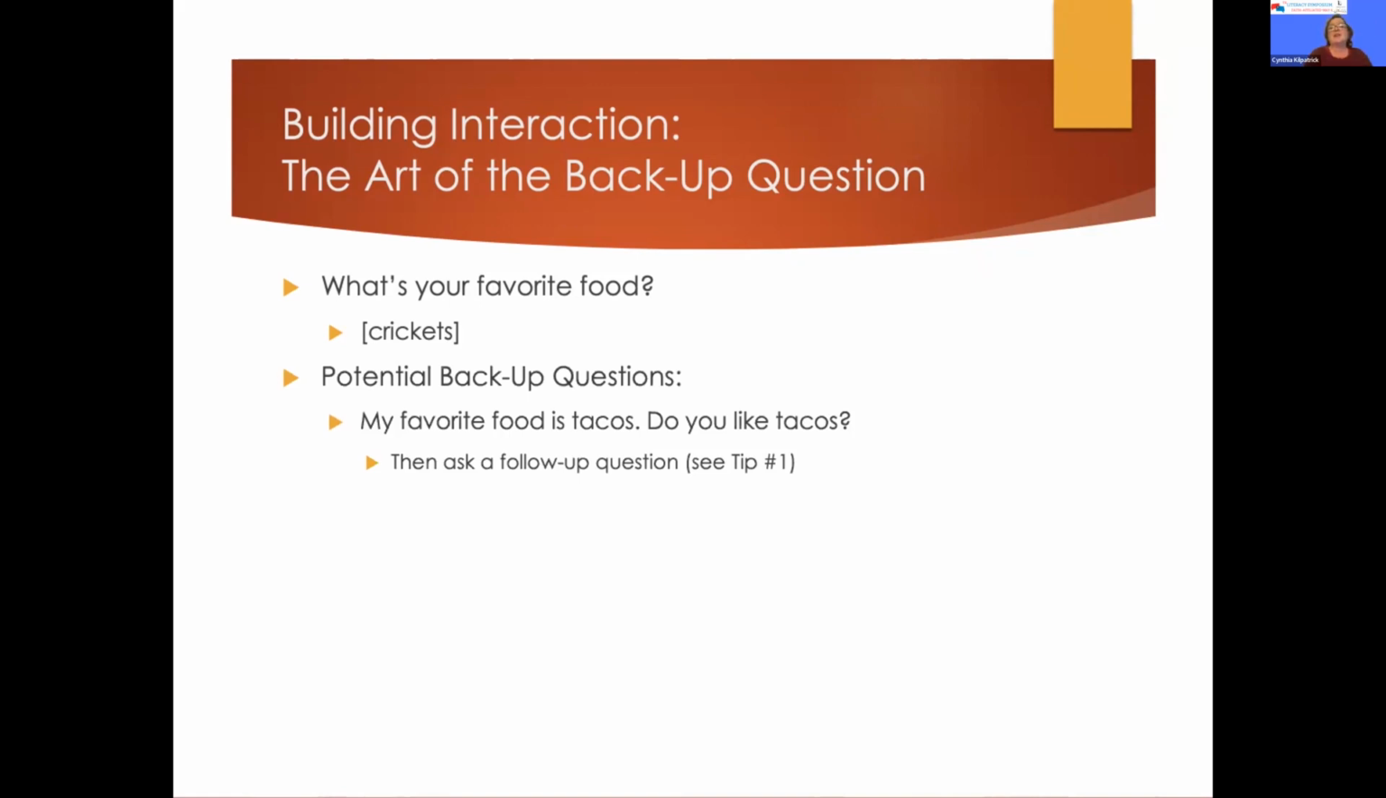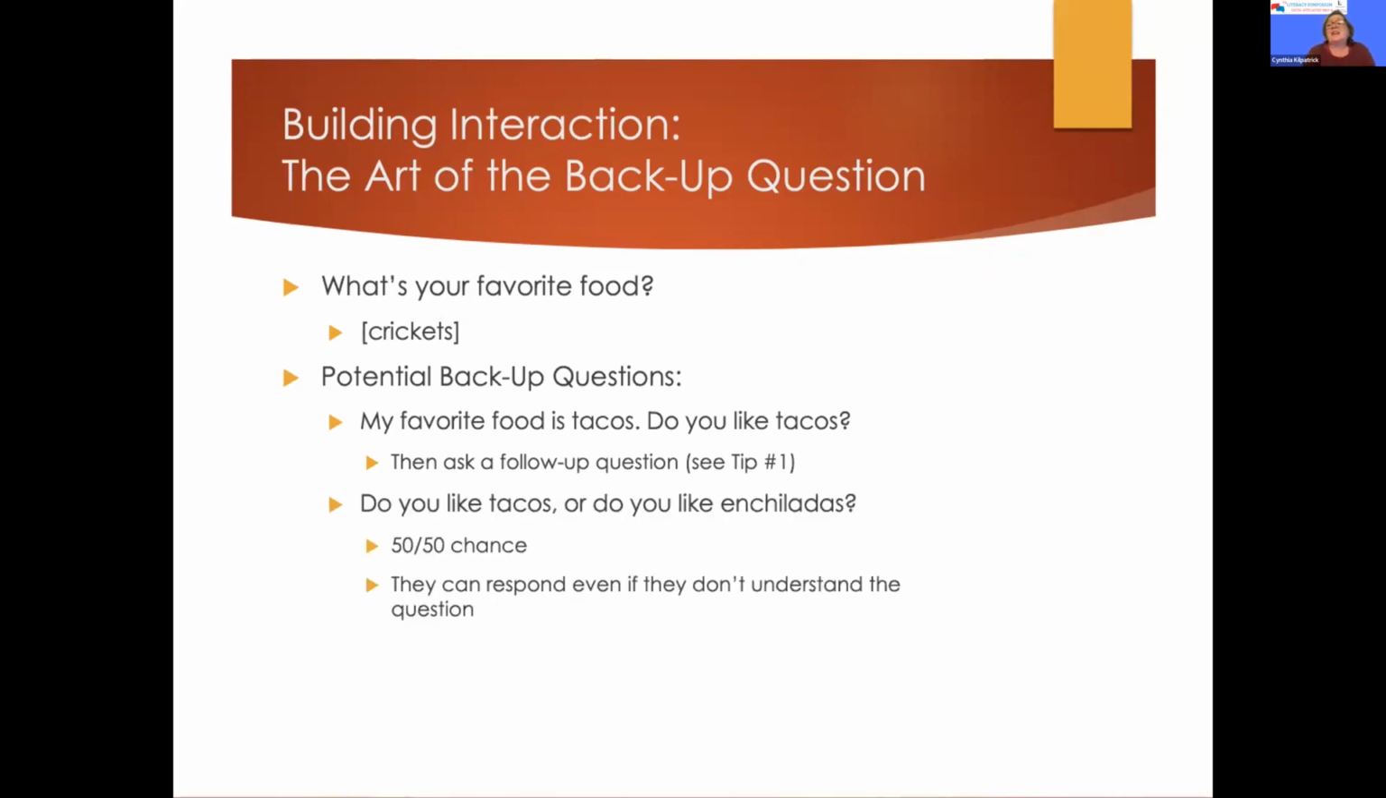And so based on their answer, I follow up with a different question, right? So we ask a follow-up question. I might give them a 50-50 chance. I might say, well, which do you like better, tacos or enchiladas? And now they don't have to think about all the other foods in the world. They can just think about tacos or enchiladas. And again, they just have to choose one, right? So even if they don't understand the question, they probably can still respond to that, right?